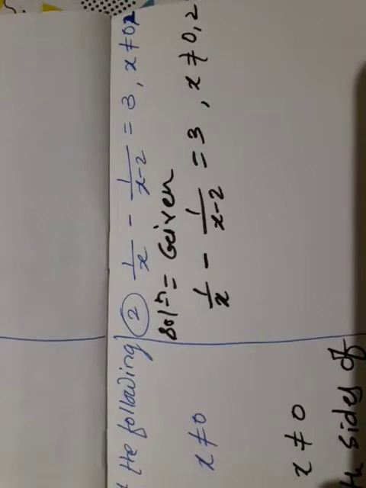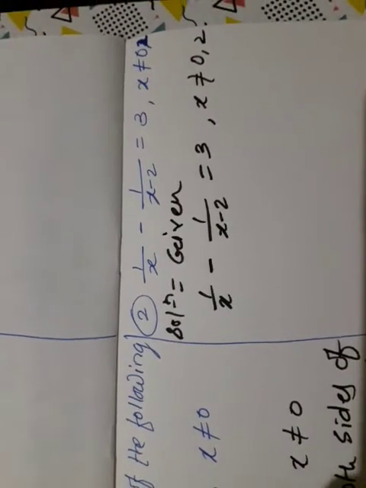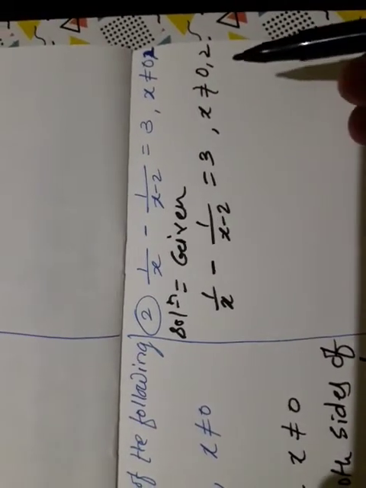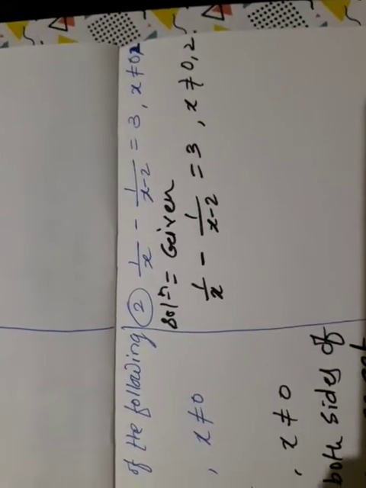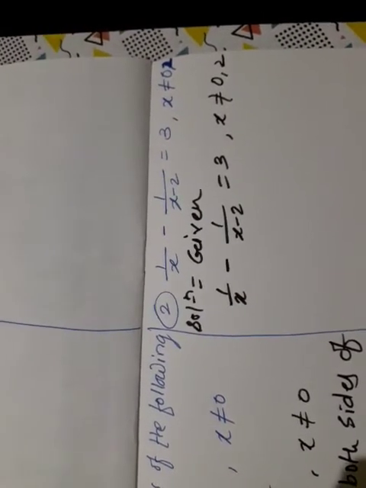If you observe carefully, in the last example we saw the denominators. Here also you can do cross multiplication, no problem, then multiply to the RHS, but that will be a little lengthy process. So for that purpose, here the denominators are x and x minus 2. We will multiply both sides of the equation by x into x minus 2.